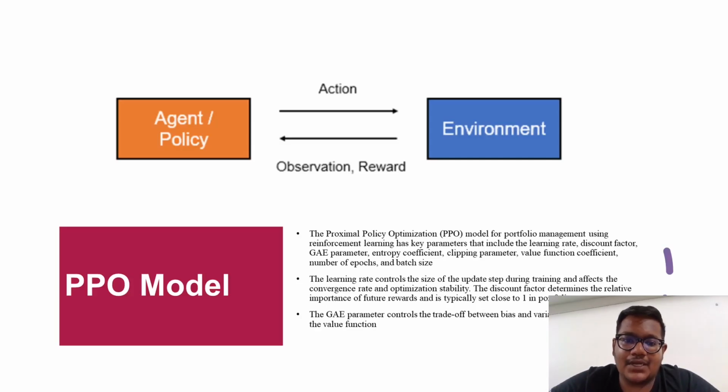The clipping parameter is used to restrict the magnitude of policy updates during the training and ensure stable convergence. The value function coefficient determines the relative importance of the value function and the policy function of the PPO model. The number of episodes determines how much data is used for the update during the network training. The batch size determines the number of samples used to update the weights of the neural network during the training. By carefully tuning these parameters, the PPO model can achieve higher returns with risk managed effectively in portfolio management.